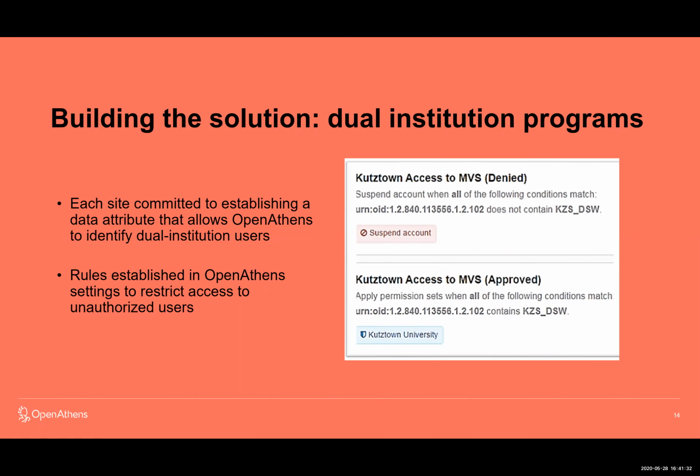Sorry, Scott, just going to jump in. Could you just say what you mean by IDP, please, for everyone listening? Oh, the identity provider, which would be like Millersville's directory or Kutztown's directory. Basically, it's that Azure or Active Directory or Shibboleth instance. Thank you.